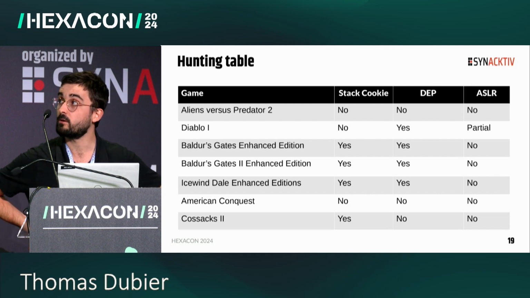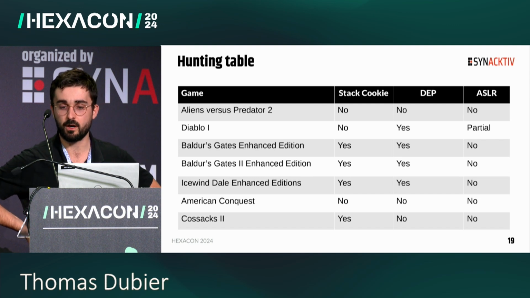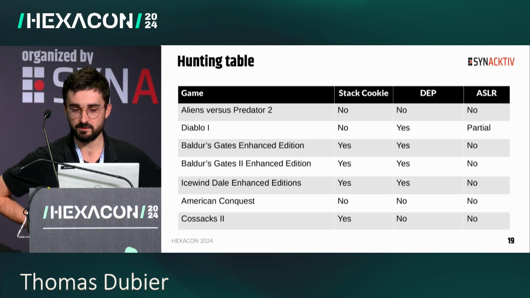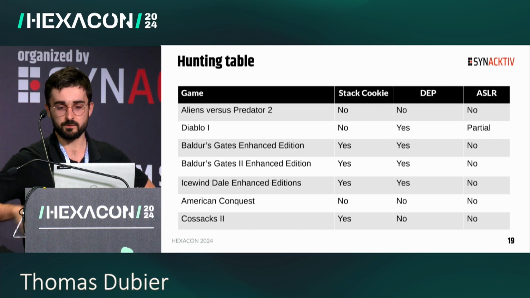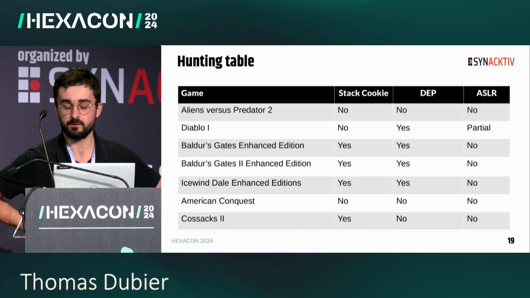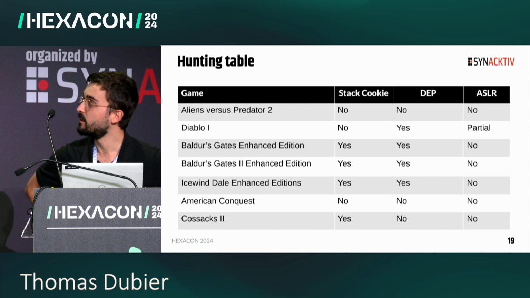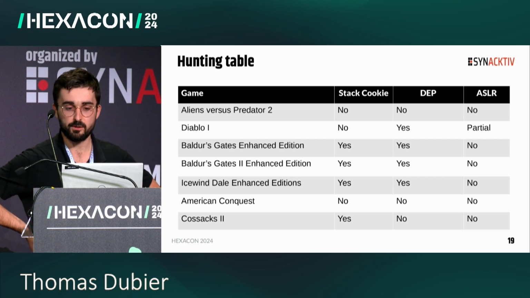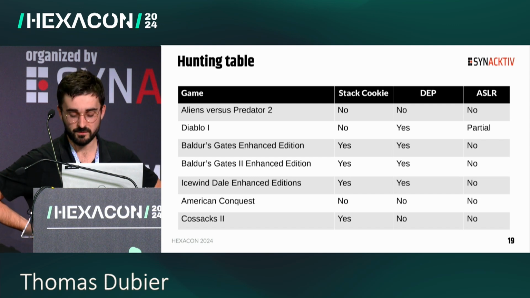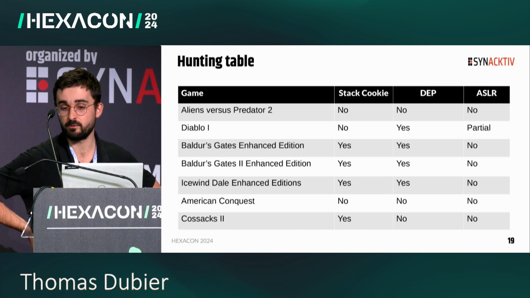For example, American Conquest and Cossacks 2 are provided only in 32 bits. And Windows 10 enforces DEP, data execution prevention, only when running 64-bit executables. So we have a read-write executable stack on this game.